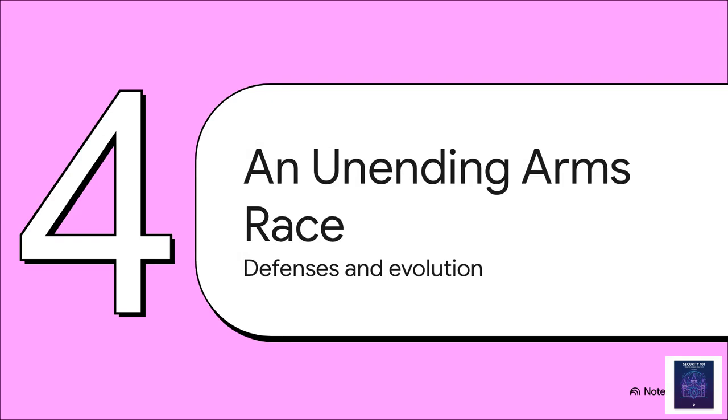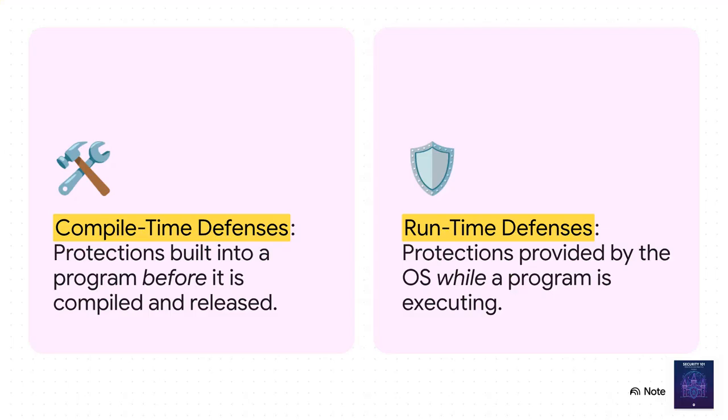And what that's created is this constant, unending arms race between new ways to exploit the flaw and new ways to defend against it. The defenses pretty much fight on two main fronts. You've got compile time defenses, which are protections that are baked right into the program's DNA before it ever sees the light of day. And then you have runtime defenses, which are protections that the operating system itself uses to guard the program while it's actually running.